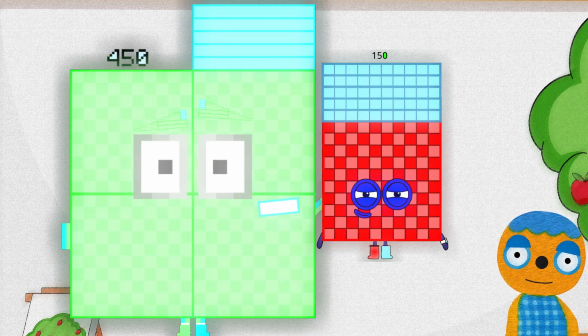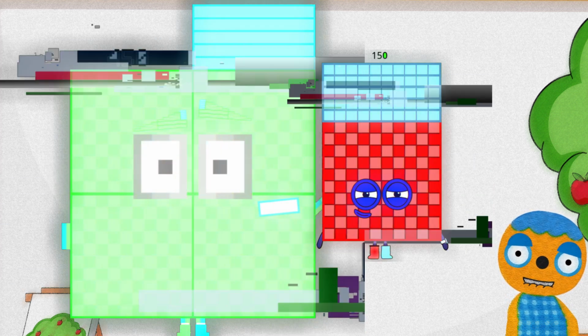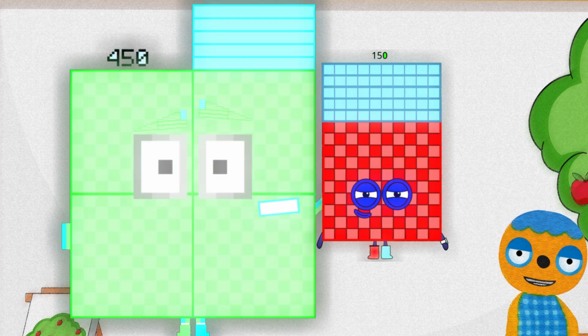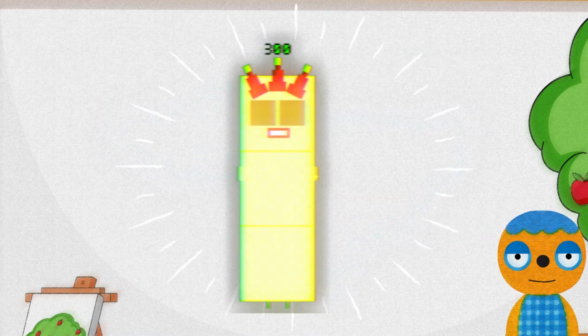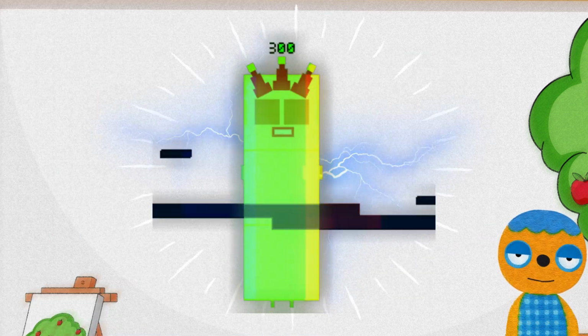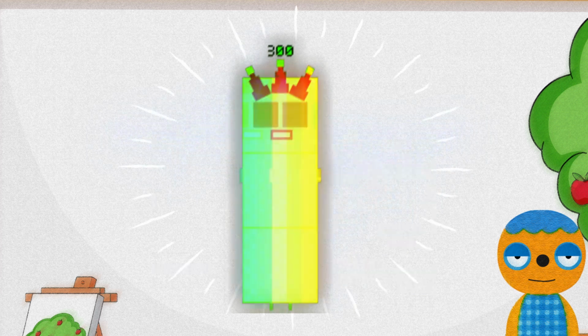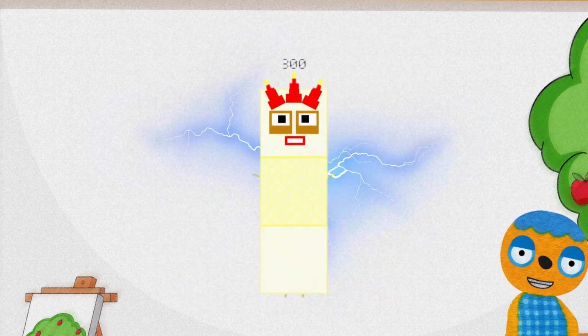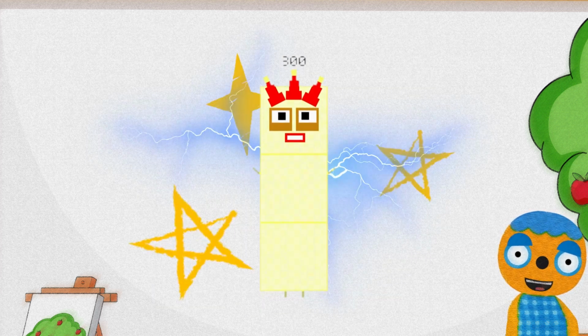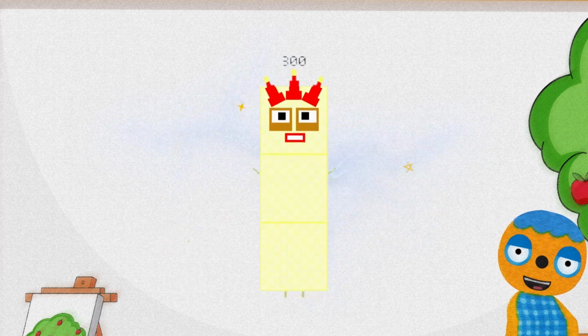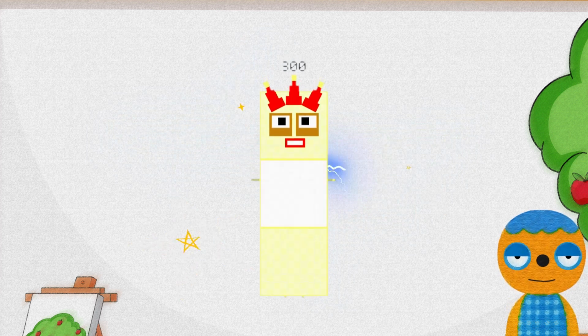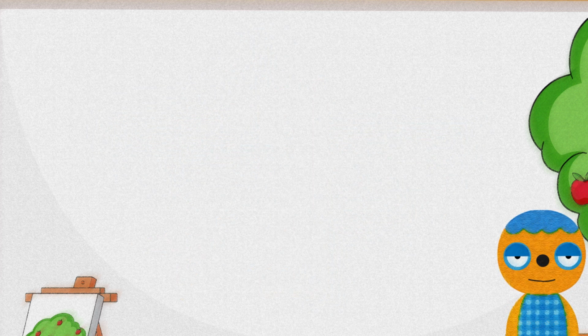Let's try this. Take away 150 from 450. What do you see? 300. 450 drops 150 blocks, and 300 waves hello.